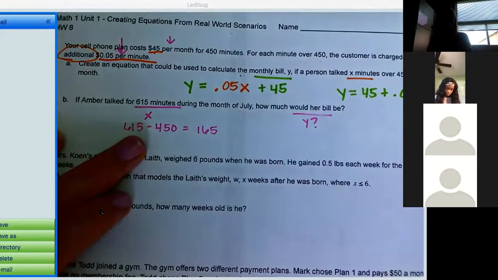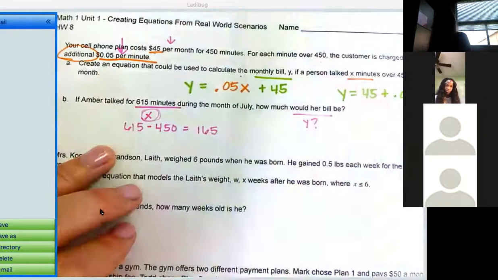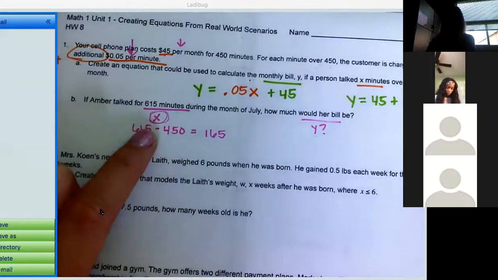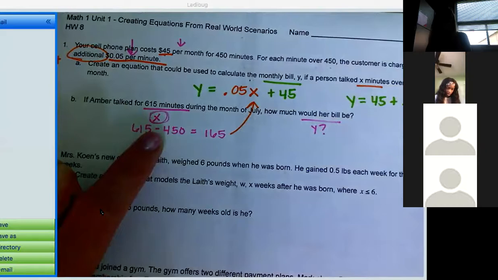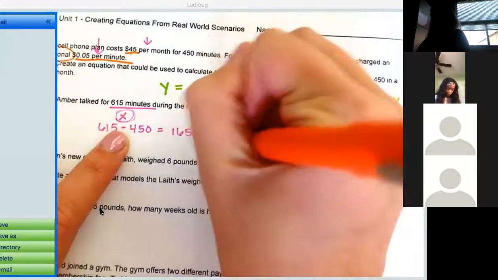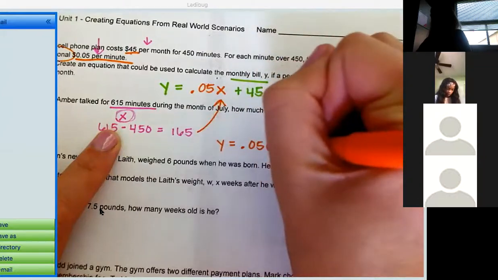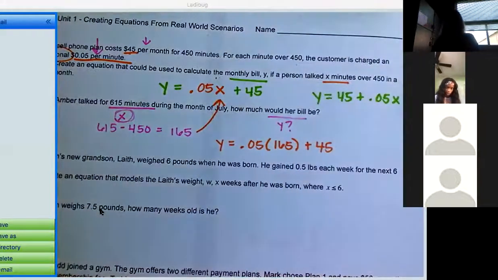Do y'all agree? Okay, 165 is the X, because it's the minutes, right? So do y'all agree then that we can put this 165 in for that X? Yes. And that'll tell us how much? Okay, so let's do it. Y equals 0.05, and instead of X, I'm multiplying 165 and then adding 45.